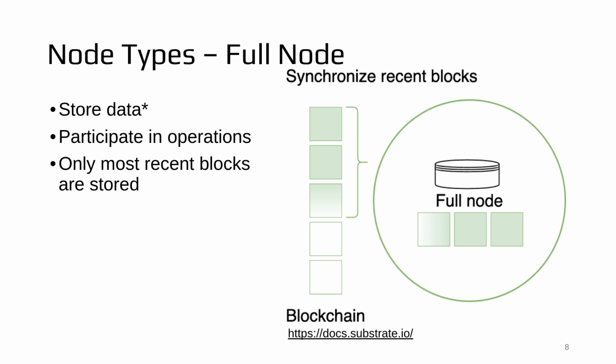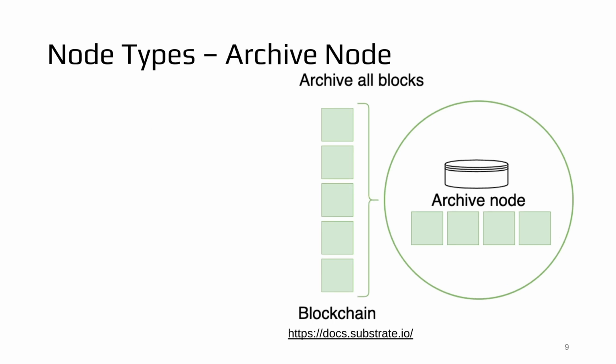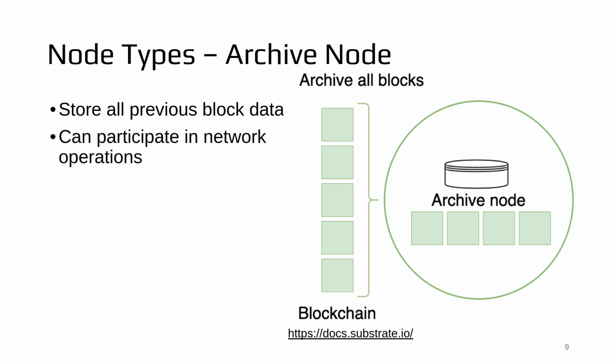on a full node, but we do store all the block headers of the chain, and so the full chain can technically be rebuilt using all these block headers by re-executing all the transactions. But usually you don't do that with a full node. You instead go to an archive node. From its name, an archive node is used as an archive. It stores all the previous block data in its storage, but it can also participate in network operations. Usually that's not the case; it usually just provides the storage resources and calls it a day.